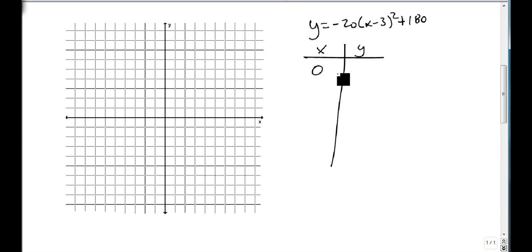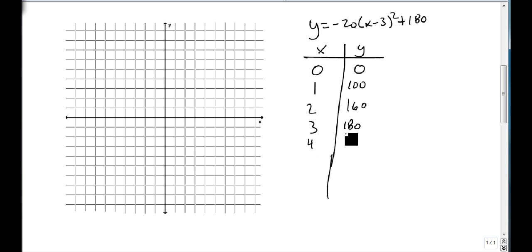If we plug in 0, we get 0 minus 3 is minus 3, minus 3 squared is 9, 9 times minus 20 is minus 180, minus 180 plus 180 is 0. 1 minus 3 is minus 2, minus 2 squared is 4, 4 times minus 20 is minus 80, minus 80 plus 180 is 100. 2 gives a minus 1 squared is 1, which is minus 20, so we get 160. 3, we get 0. 3 minus 3 is 0, 0 squared is 0, minus 20 is 0, so we end up with 180.